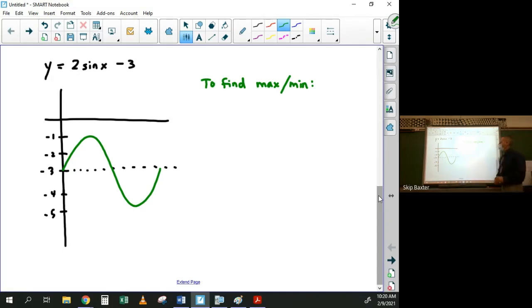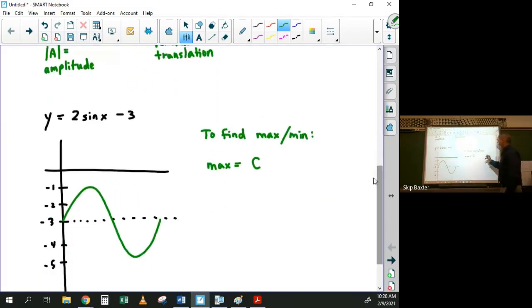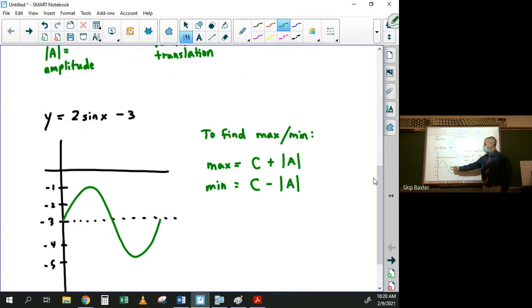But if they give you an equation, the max is just equal to the midline, which is the C that I've identified up here, plus the absolute value of A. And the minimum is just going to be C minus the absolute value of A. If the midline happens to be -3, like here, the max would be -3 plus 2, and the min would be -3 minus 2.